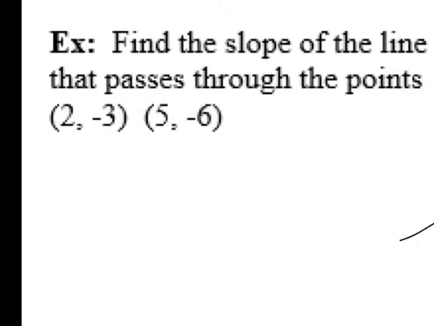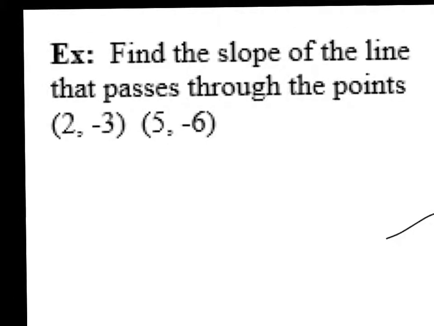So for our example, we're going to find the slope of a line that passes through the points (2, -3) and (5, -6). We could do this on a graph. We could plot our points. We could go over 2 and down 3 and put a dot. We could go to the right 5 and down 6 and put a dot. And then we could count our rise and our run. Or we can use our slope formula to help us find this.